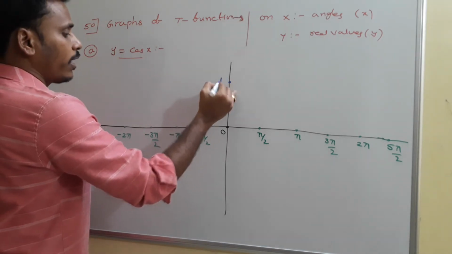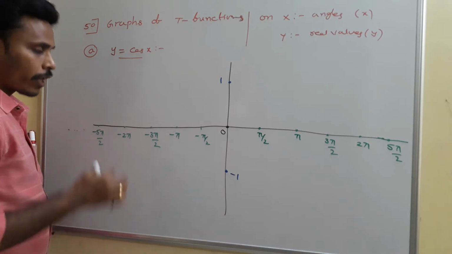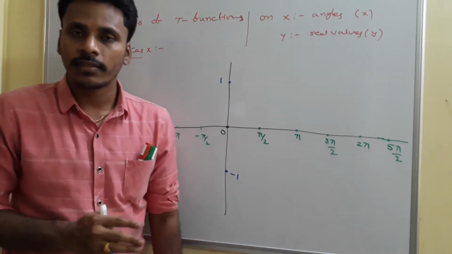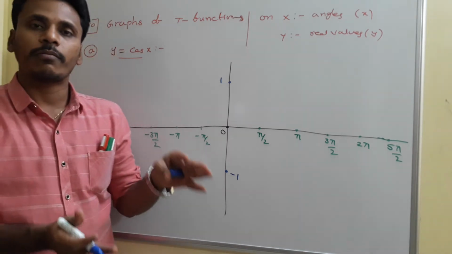So somewhere you indicate 1 and minus 1 below the x-axis. If you sketch the graph just like sin x, here also the graph of cos x always lies between minus 1 and 1.